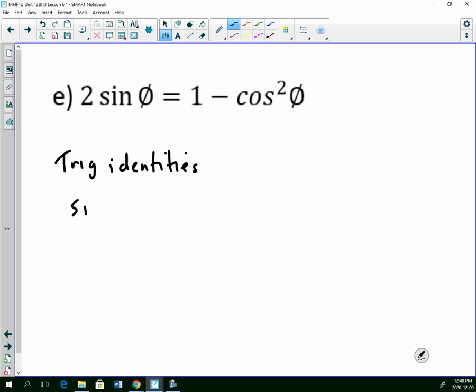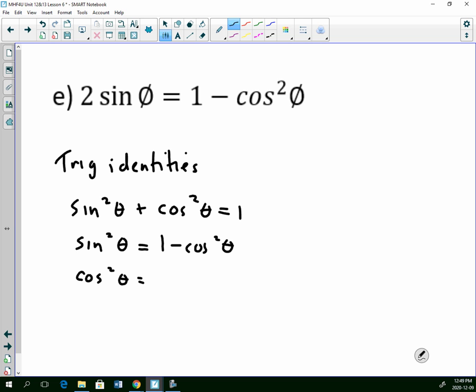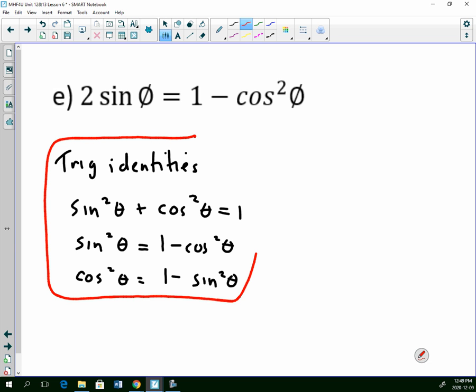We had our Pythagorean theorem identity, sine squared plus cos squared equals 1. So if you did the trig units in grade 11, you'll remember this. And then we could rearrange this for sine. So let's say we wanted to get sine by itself. We could move the cos squared to the other side. And likewise, we could do that with cosine. If we wanted to get the cosine by itself, we could move the sine to the other side.